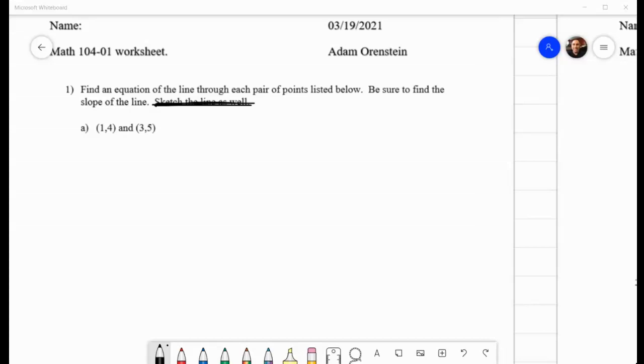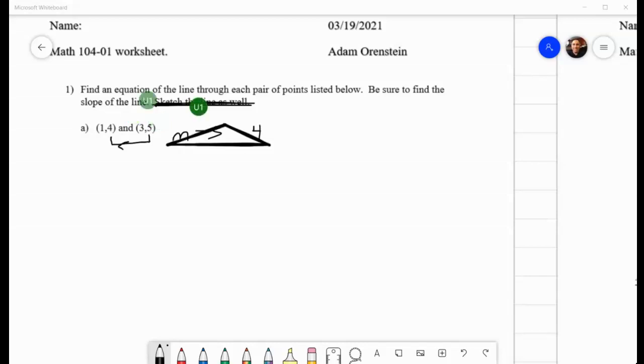1, 4, and 3, 5, right? So what we want to do is get the slope of the line that goes through those 2 points. Well, how are we going to do that? Well, we have our slope formula, right? Change in y over change in x. But you want to be consistent though, right? So here, we do change in y, so let's do 5 minus 4, right? So this is our m, minus 4.